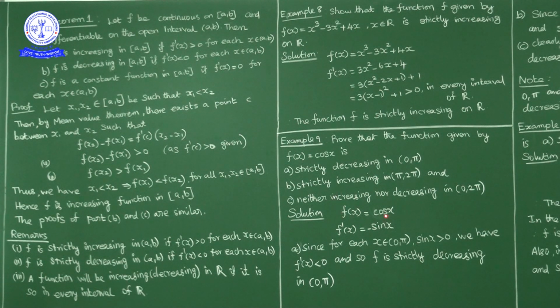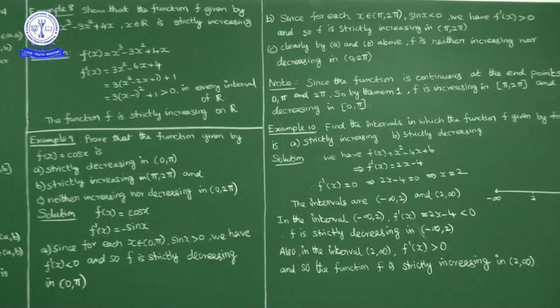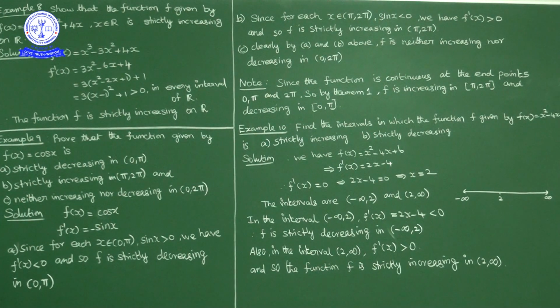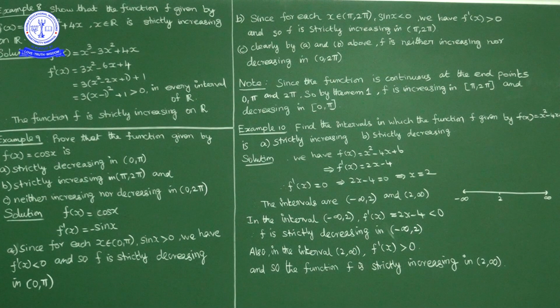f of x is cos x, f dash of x is minus sin x. Now pi to 2 pi. Pi to 2 pi means third quadrant and fourth quadrant. In the third and fourth quadrants, sin x is negative. So minus sin x is positive.